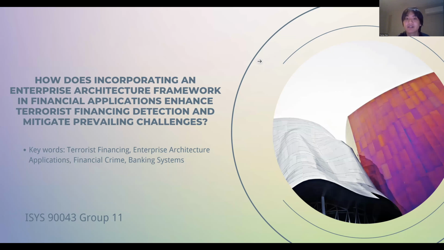Our topic is focusing on financial crime. And the research question is: how does incorporating an enterprise architecture framework in financial applications enhance terrorist financing detection and mitigate prevailing challenges?